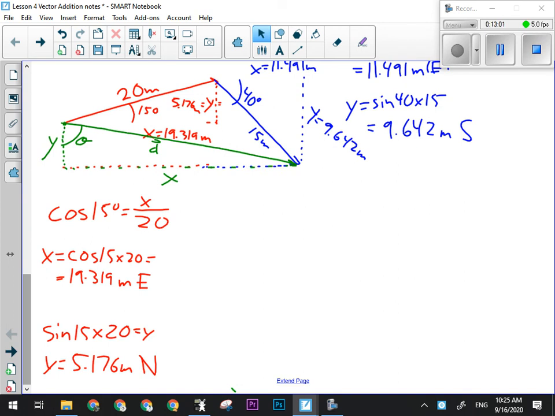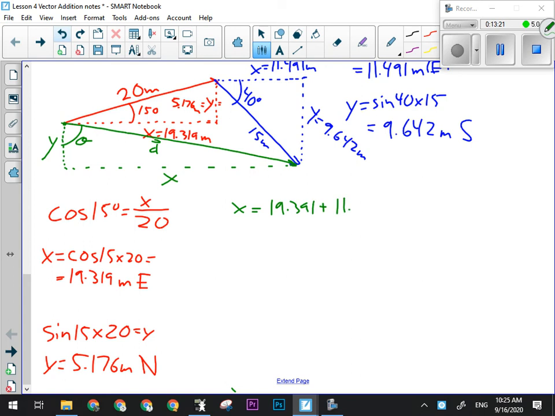Okay, so that's all I'm going to do. I'm going to take their values, 19.319 and 11.491, and use them to figure out how big green X is. So green X is going to be red X plus blue X. So 19.319 plus 11.491. I'm going to use the actual numbers in my calculator.